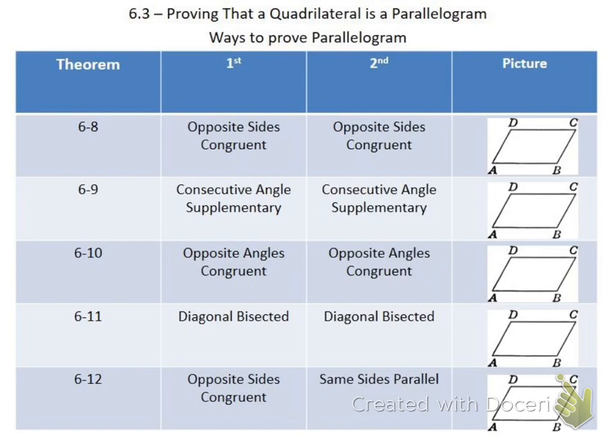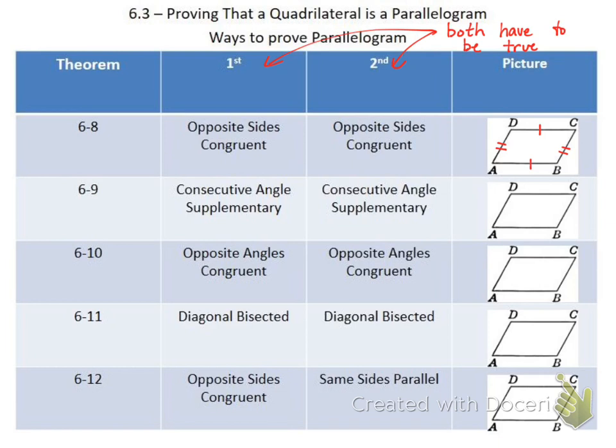For this to happen, just at the top of your notes, you can write yourself a little note that both have to happen. So both have to be true. In theorem 6.8, for it to be proved that it's a parallelogram, I need to prove that both opposite sides are congruent to each other. So if I prove that the top and the bottom, and then the left and the right are equal to each other, that proves that the four-sided shape is a parallelogram.